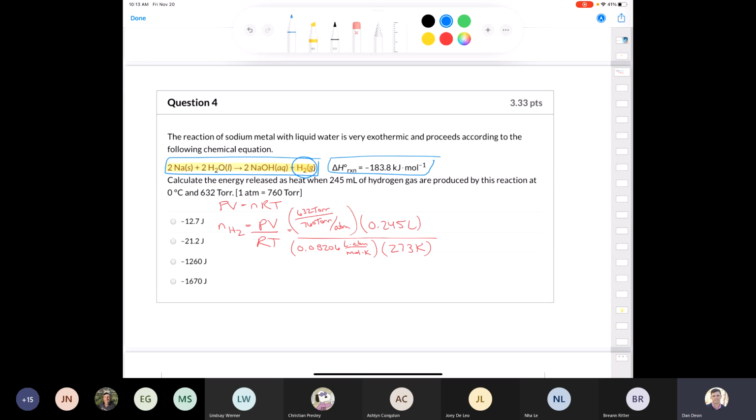Let's double check our units. Torrs cancel, as do atmospheres, liters, and Kelvin, and we're left over with the number of moles of hydrogen. We get the number of moles of hydrogen is equal to 0.00909 moles.